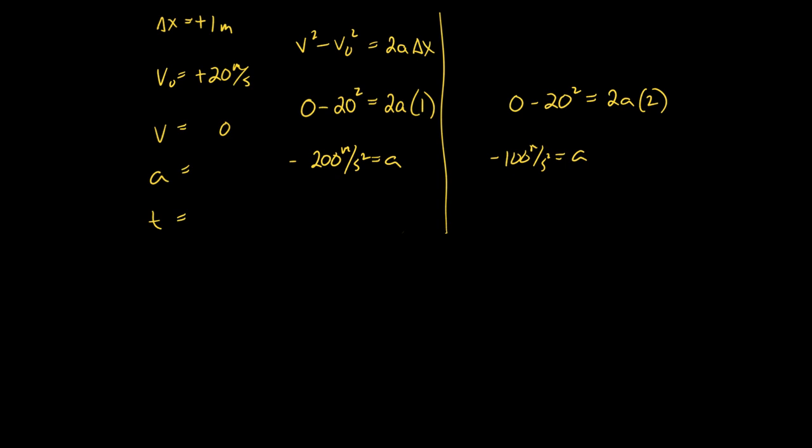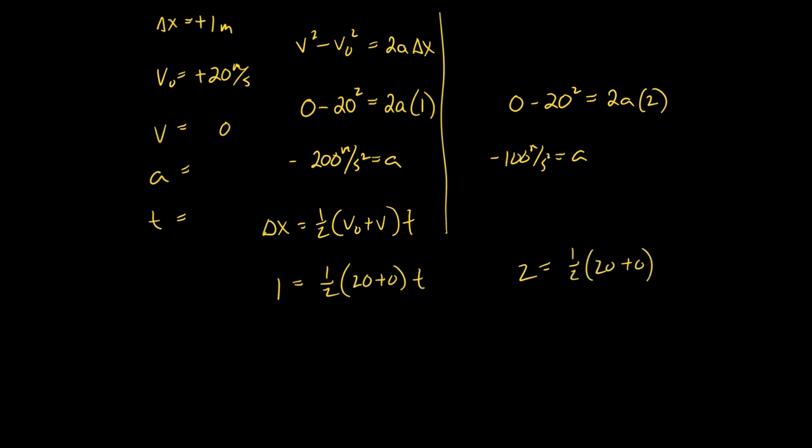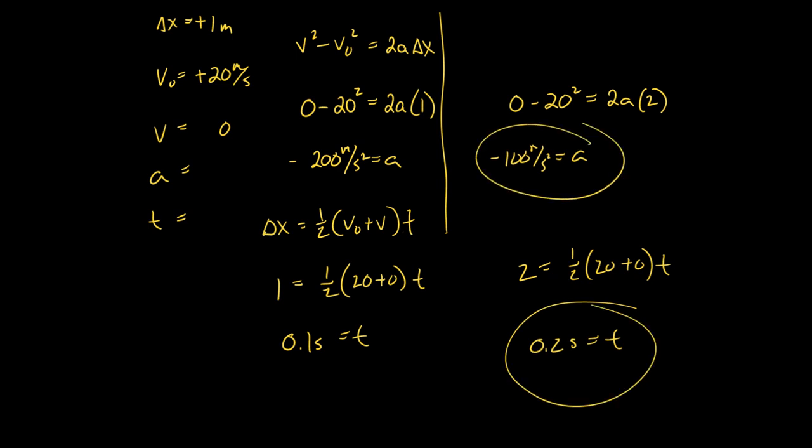So that puts me at delta x equals 1/2 v naught plus v times t. Good behavior. So 1 equals 1/2 20 plus 0 times t. And 2 equals 1/2 20 plus 0 times t. So 0.1 seconds, and 0.2 seconds. Doubling the distance gives you twice as much time to stop. Accidents happen fast.